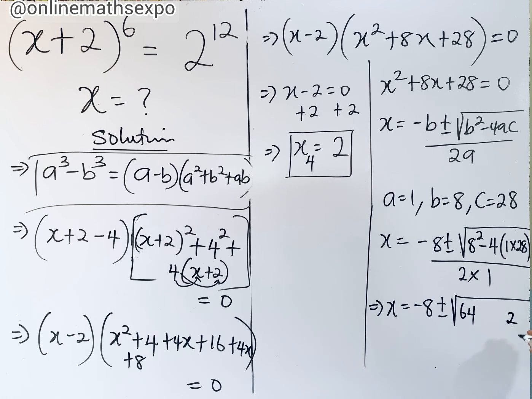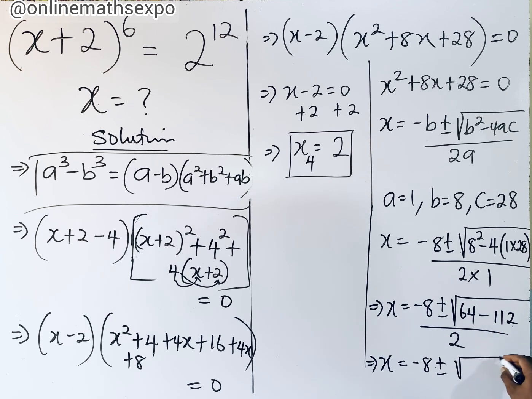You write 2, take 3. 4 times 2 will give us 8 plus 3 is 11. So we have this, divided by 2 times 1 is 2. So this gives us x is equal to -8 plus or minus, if you subtract this, it gives you the square root of -48, and that is divided by 2.